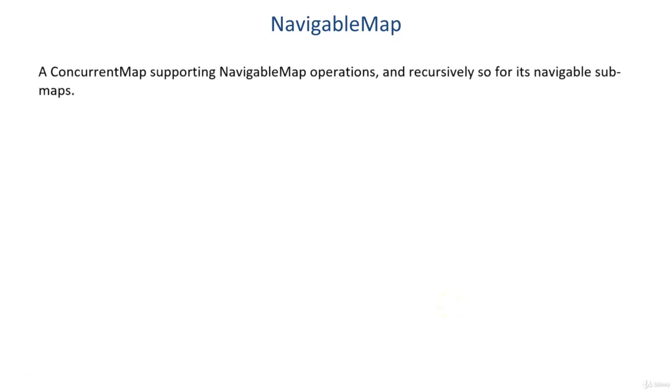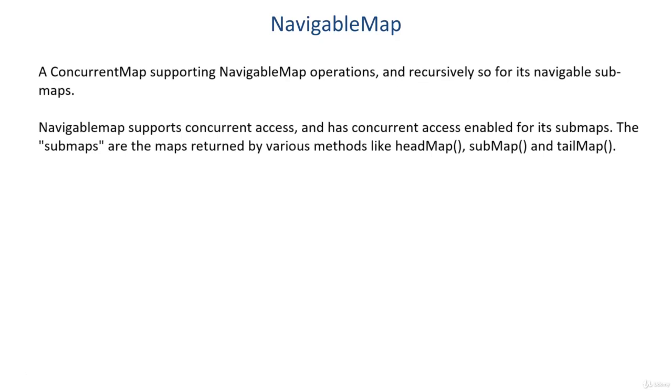In this video, we will look at NavigableMap. A concurrent map supporting NavigableMap operations, and recursively so for its navigable submaps. NavigableMap supports concurrent access and has concurrent access enabled for its submaps. The submaps are the maps returned by various methods like headMap, subMap, and tailMap.